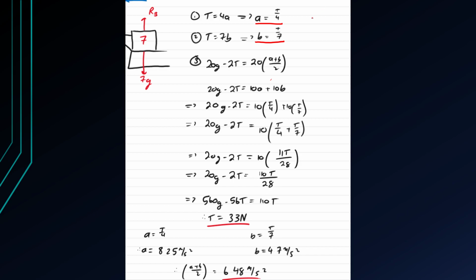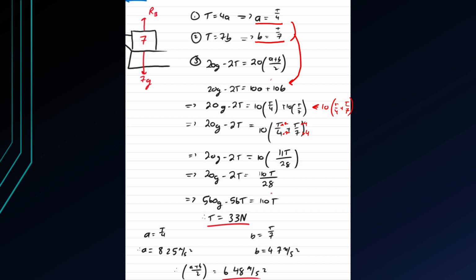Now, substituting these two equations into this equation, we get that 20g minus 2T is 10 times T over 4 plus T over 7, because you can factor out a 10 at this stage. So the 10 comes out, and you get T over 4 plus T over 7. In simplifying and getting a common denominator, multiplying this top and bottom by 7, and this one top and bottom by 4, you get 7T plus 4T over 28, which is 11T over 28.